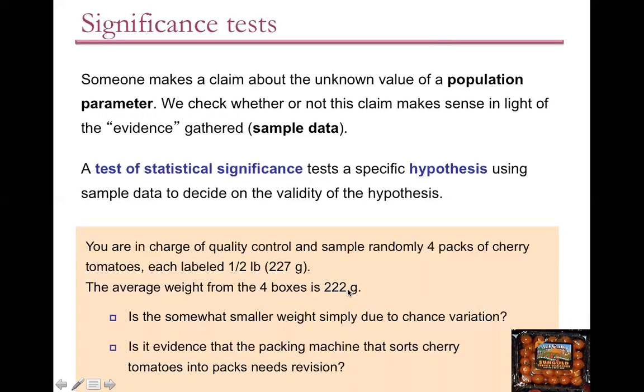You could be packing it with 232 grams. That way you would be cheating yourself, the company. So you need to know it either way. But you picked 4 packs of cherry tomatoes out of a bazillion, and it's going to vary a lot. Is this due to chance, just a chance of those 4 being bad? Or is it really bad? Is there enough evidence to say it's really bad?